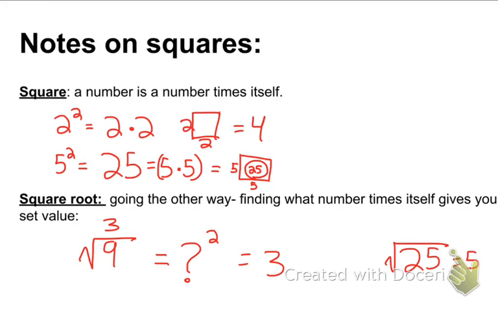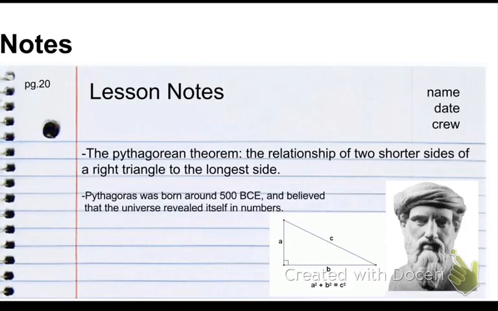Next one, Pythagoras. The Pythagorean theorem is the relationship of the two shorter sides of a right triangle compared to the longest side. It wasn't first developed by him, but it was made popular by a guy named Pythagoras, who was born around 500 BCE. He believed that the universe revealed itself in numbers. He was part mathematician. He believed in math, numbers, and logic. He was also kind of religious.